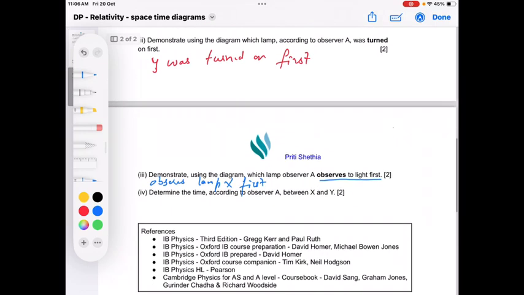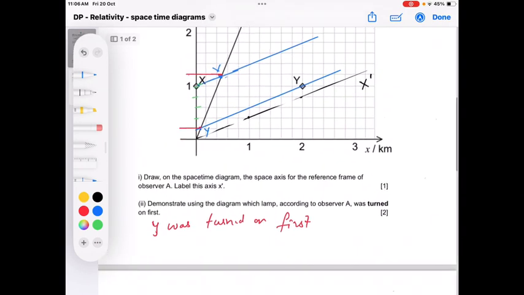Okay, moving on to the third part of the question, which says determine the time according to observer A between x and y. So, basically what they are asking is this distance. According to B, both the events have occurred simultaneously, but as you can see from the diagram, according to A, y has occurred first. So, now they are asking what is the time gap between x and y as per A's frame of reference. But as you can see from the diagram, this distance directly is not possible.